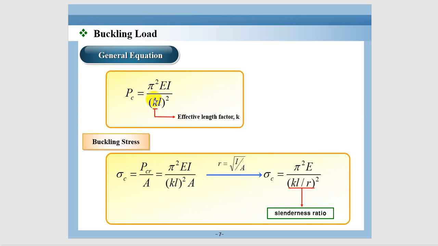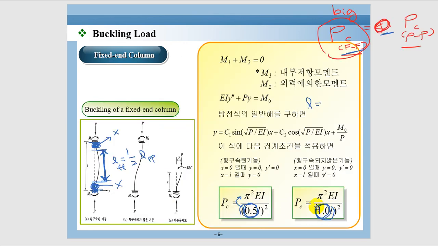And let's review. What was K for fixed conditions? It was 0.5, whereas K was 1 for a pin joint. This is effective, that's why we call this the effective length factor. And we're going to calculate buckling stress. This is the stress level at which we have buckling on the columns.